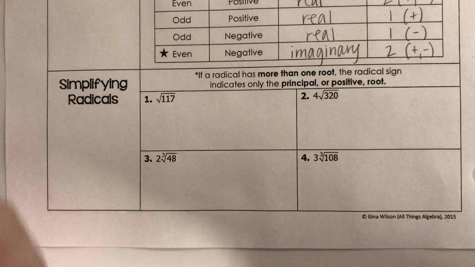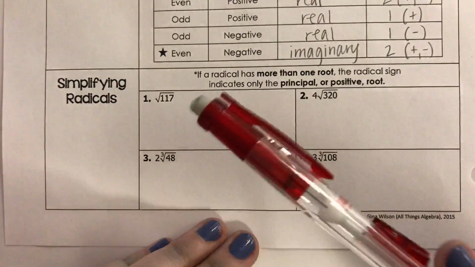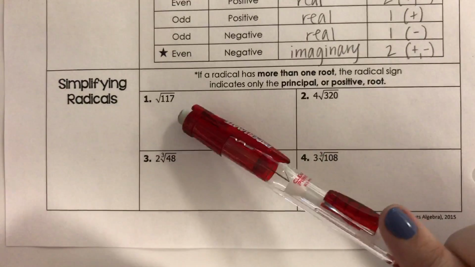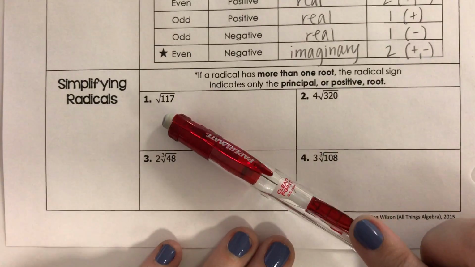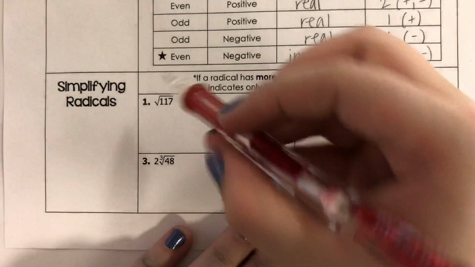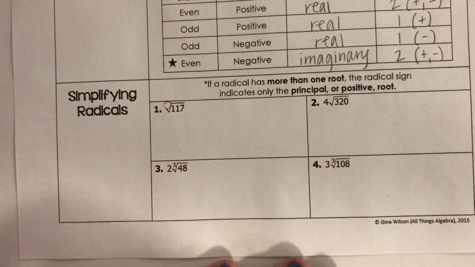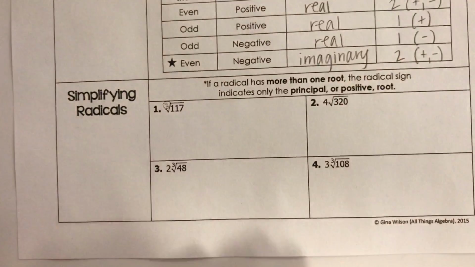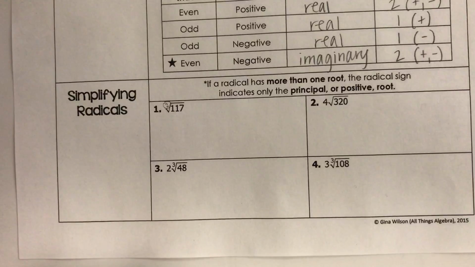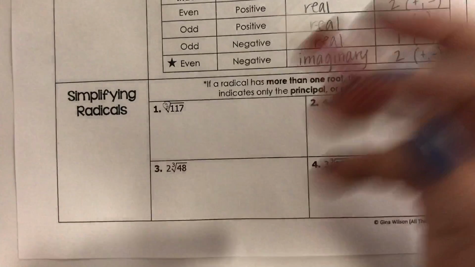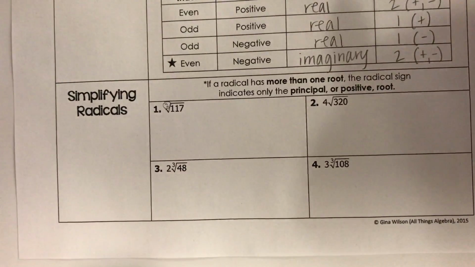Okay, so let's simplify. What we're going to try and do is factor 117 into perfect squares. Since there's no index, we assume that it's 2. You can write a little 2 there if you need to help you remember that. So we're going to simplify this. We want to get this as simplified as we can.